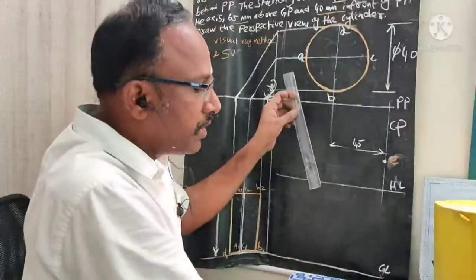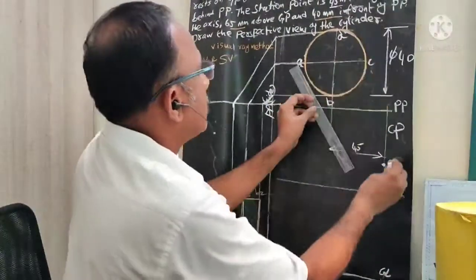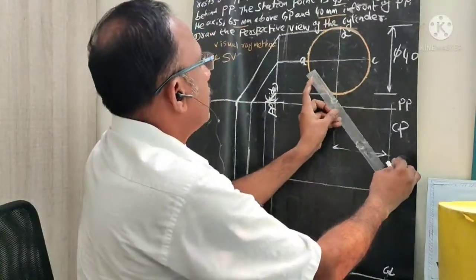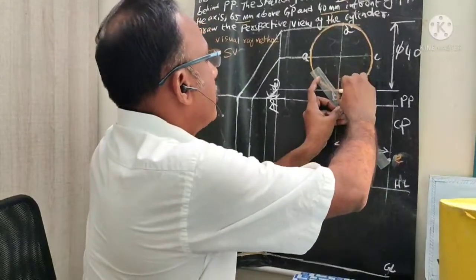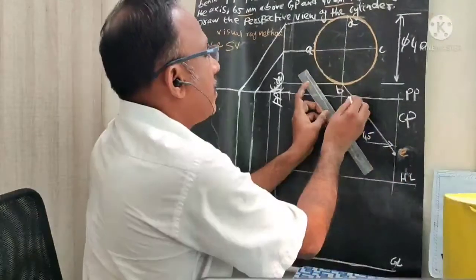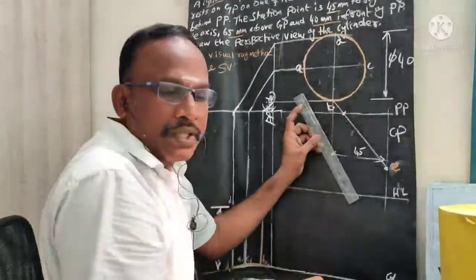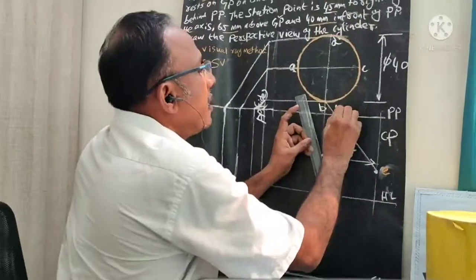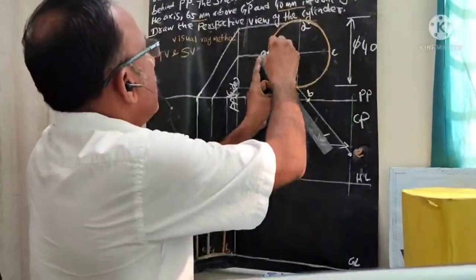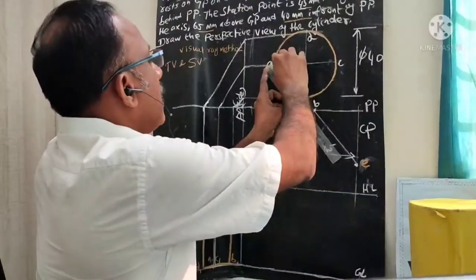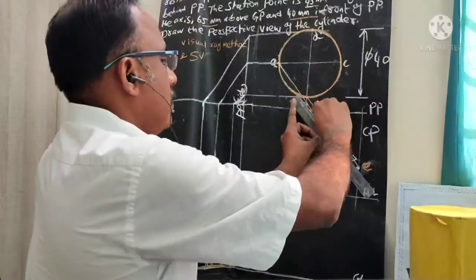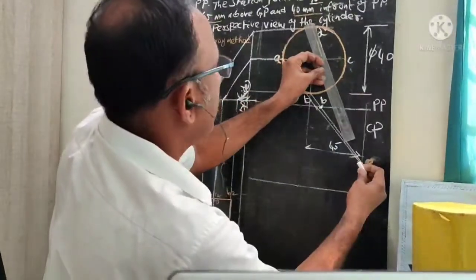I need to join this station point E with all four corners. First I need to join with the B point. Because we want to get this ray, this is what we call a visual ray. Here we need to mark these ray points. This is what I call the piercing point. Similarly, we need to draw here with this A point. From A also we need to join these points. Then from D also.